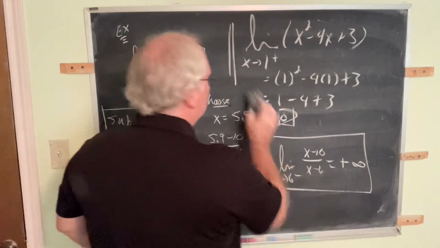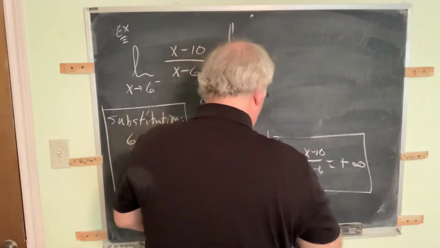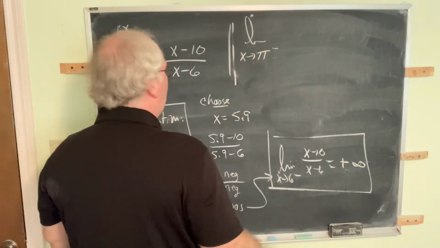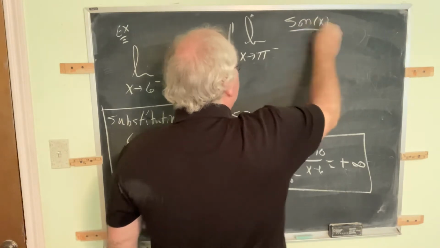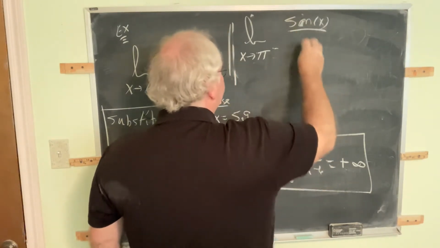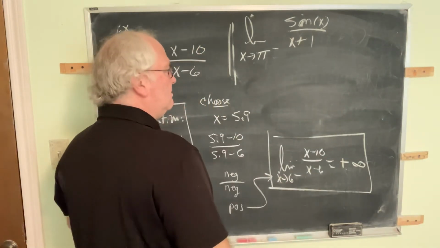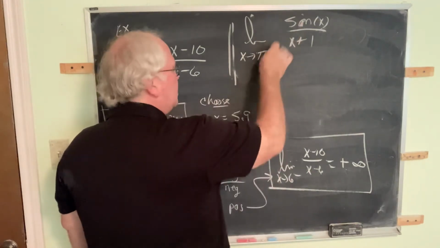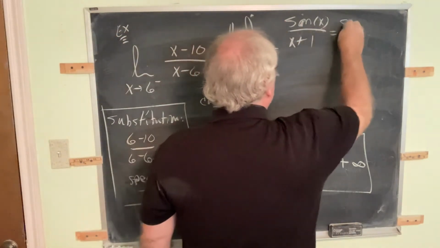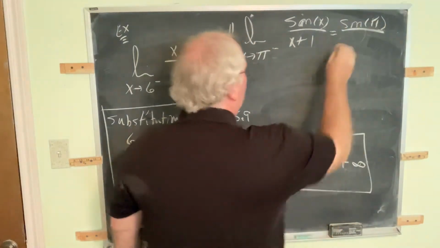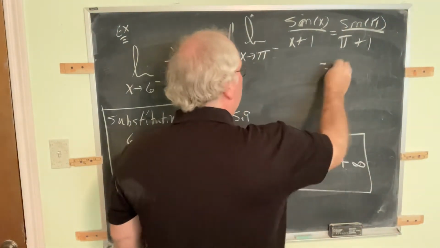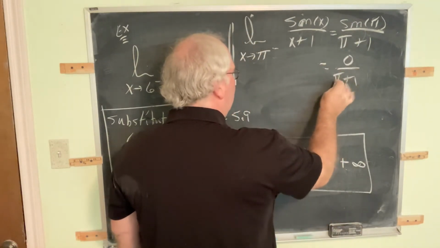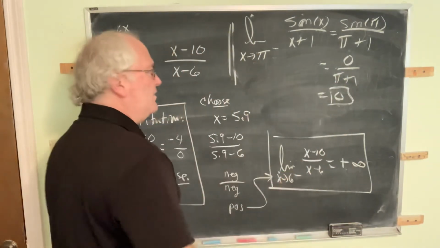If you're asked the limit as x approaches pi from the left of sine of x over x plus 1, that's just fine. Substitute, simplify, and try again. Here we go. Just substitute, simplify, because what we generate here is sine of pi over pi plus 1. Sine of pi is 0. Pi plus 1 is pi plus 1. 0 divided by any non-zero value is 0. We're out. We're done. There's nothing more.